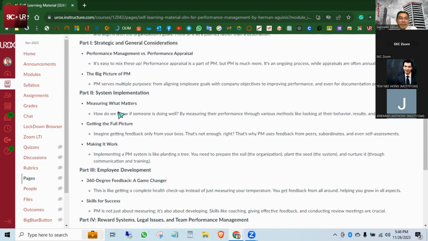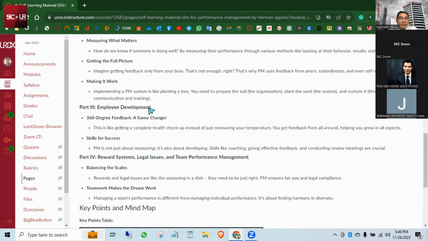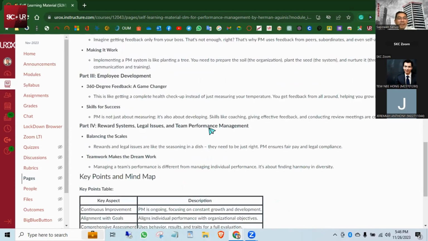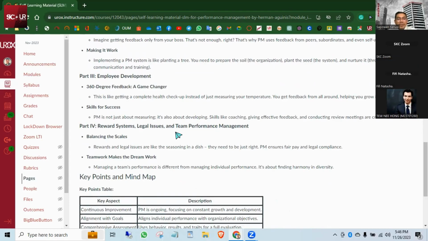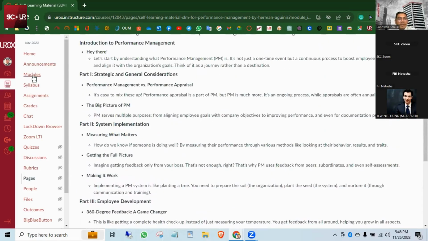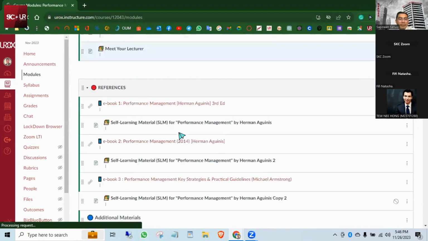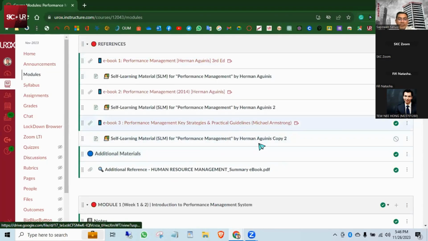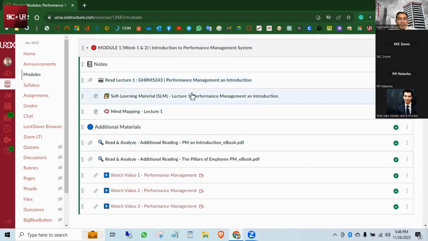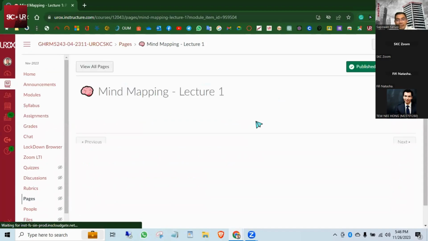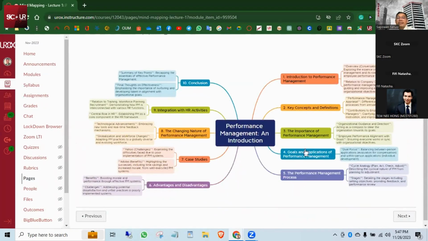Then about measuring, how we want to make a performance management system, 360 degrees, and a bit about skill. And for another book also you can scroll, but this book I don't think so. This is okay for your note. I already also gave you the mind mapping about the notes, so it is easy for you to understand what the topic of the note is.